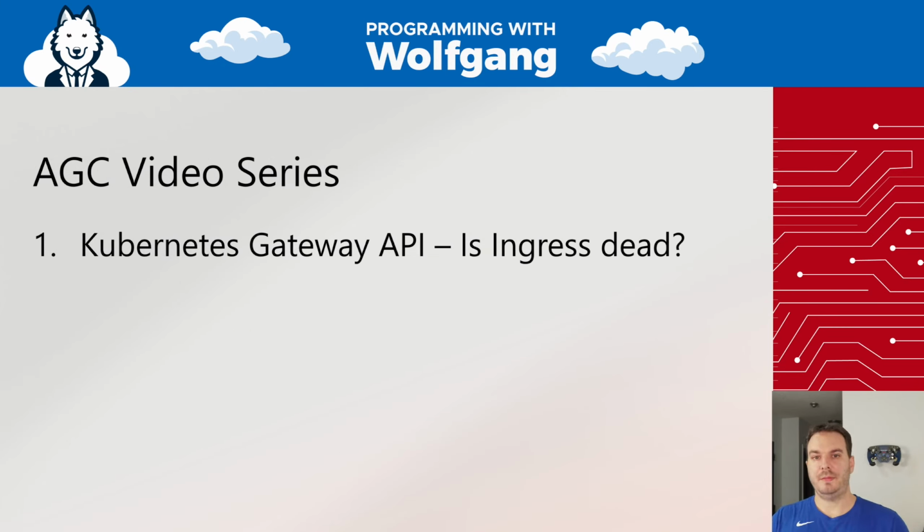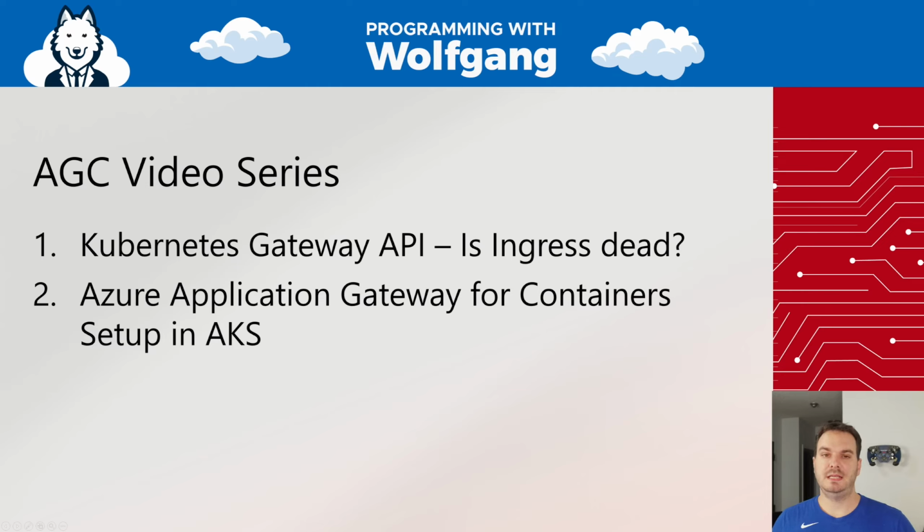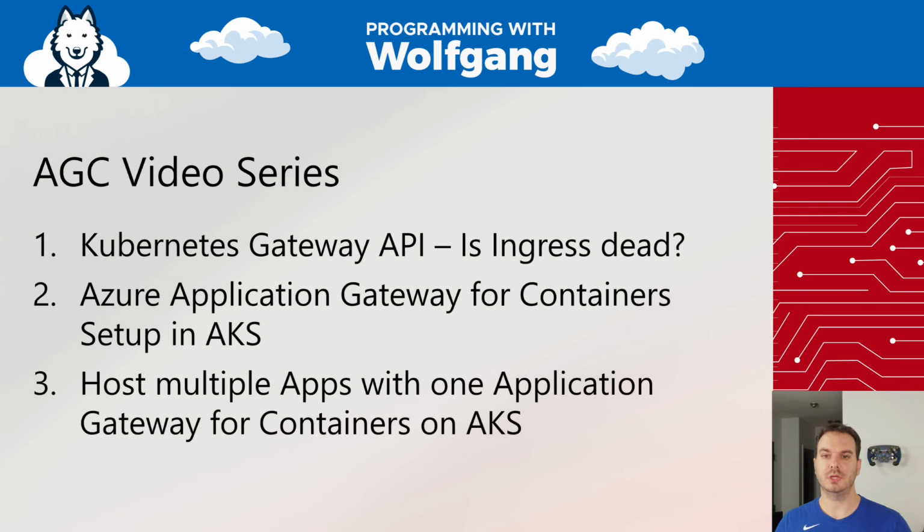With this said, I mentioned a couple times that I want to start a new series, and this is the first video of the series. Just an introduction of the Gateway API and a comparison with the Ingress. In next week's video, I'm going to show you how we can use the Azure Application Gateway for Containers to set up the Gateway API and everything we need on a new AKS cluster. Then I'm going to show you how we can host multiple applications and access them through our Gateway API.